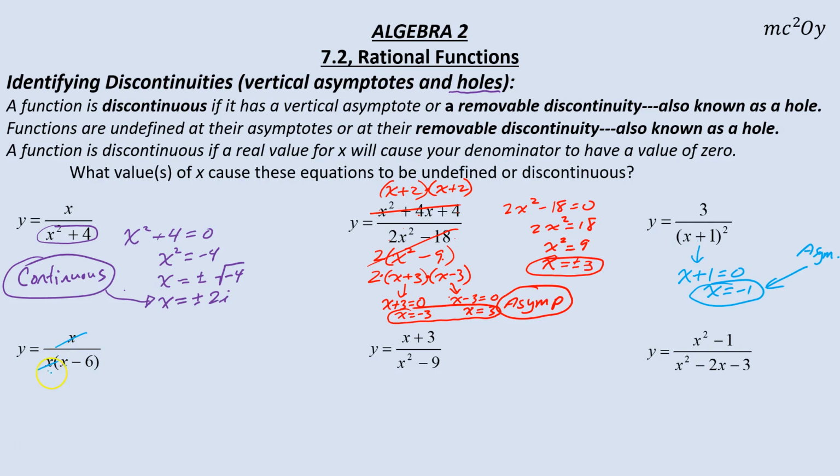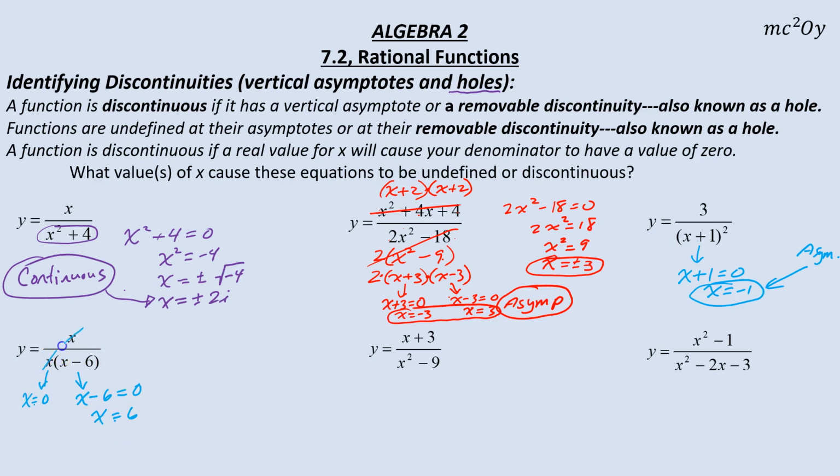Okay? If I would have said, what makes this 0? Well, x could be 0, and x minus 6 can be 0. So, what makes my denominator 0? Well, let's go before we cancel it. 0 would, because that would be 0 times something, which would give me 0, or 6 would, because 6 minus 6 is 0, and 0 times 6 would be 0. Okay, so these are the two things that make it 0.